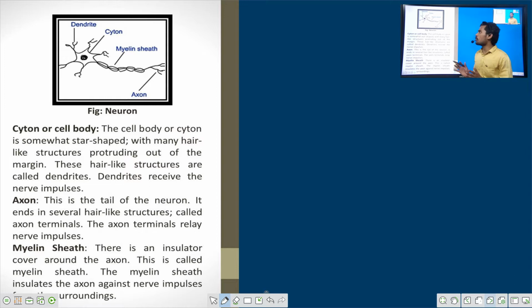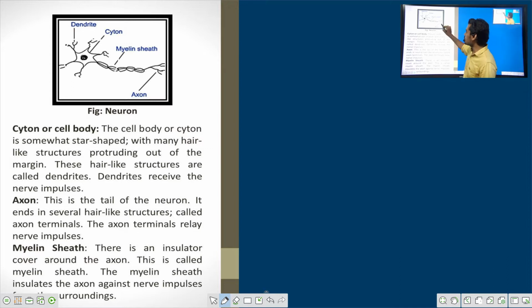Let me explain each part of these nerve cells. Let me start with the cyton, or cell body. The cell body, or cyton, is star-shaped. You can see here it is a star-shaped structure. It protrudes out at the margin. You can see hair-like structures here, which are nothing but the dendrites, which receive the signals from the environment via the sensations of the sensory organs. These hair-like structures are called dendrites. Dendrites receive the nerve impulses.